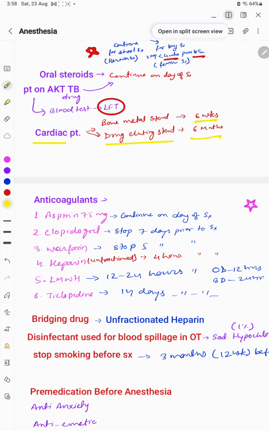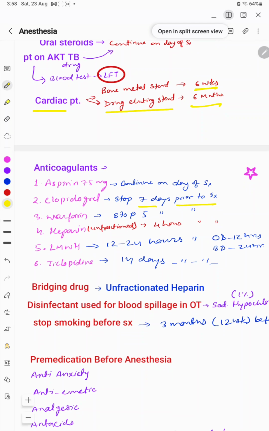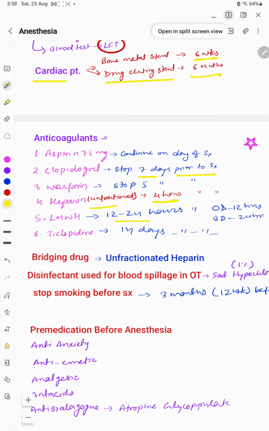Clopidogrel: stop 7 days prior to the surgery. Warfarin: stop 5 days prior to surgery. Unfractionated heparin: only 4 hours before the surgery, because the half-life of unfractionated heparin is very low. Low molecular weight heparin you can stop 12 to 14 hours before the surgery, and ticlopidine 14 days before the surgery.